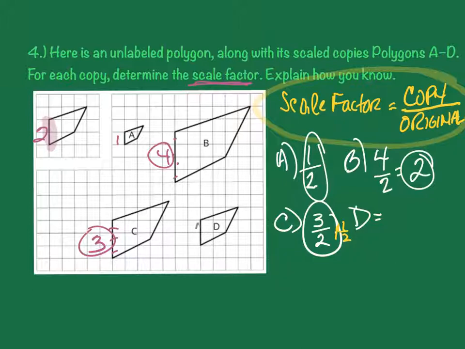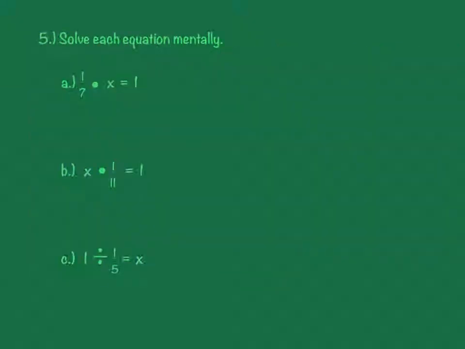And then I've got D. My copy in D is 2. So 2 divided by 2 is equal to 1. Now I know that some of you are very tempted to say it's the same size, but that doesn't tell us what the scale factor is. The scale factor is always the number we multiply by. So if it's the same, we know that we multiply by 1, keep something the same.